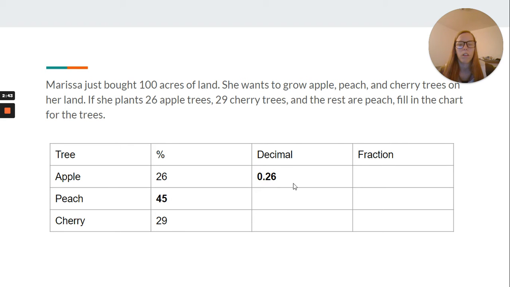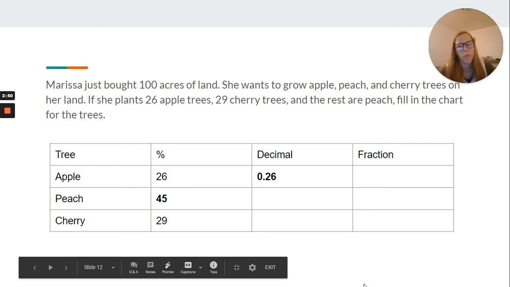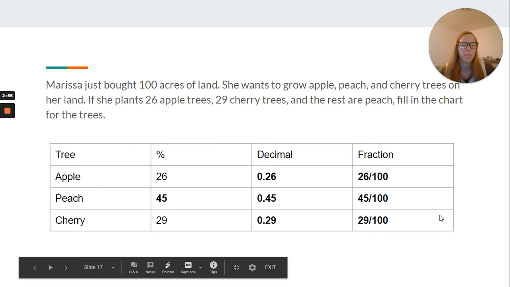Just like last time, we would have put all of our fractions over 100, but we'll do decimals first. So we have 0.26, 0.45, and 0.29, and then they're all over 100. Okay?